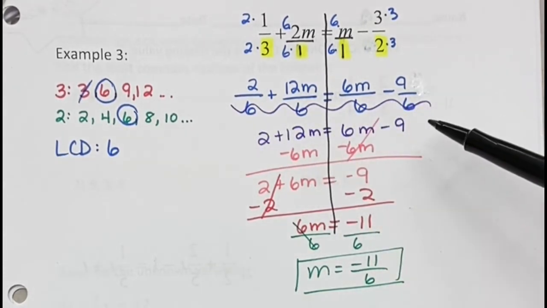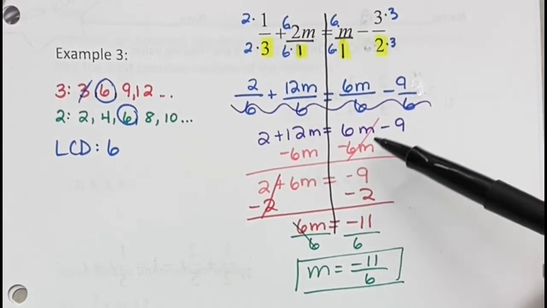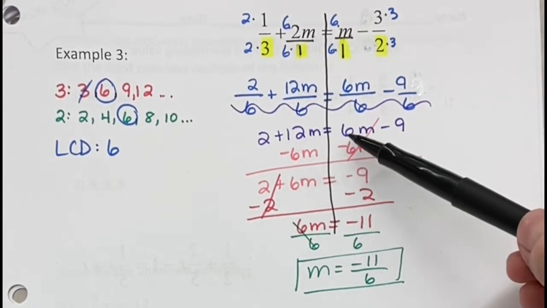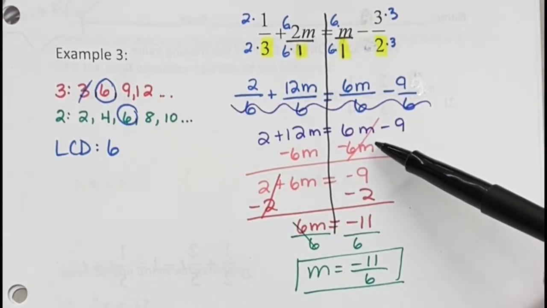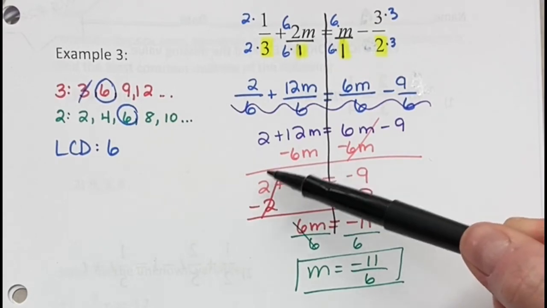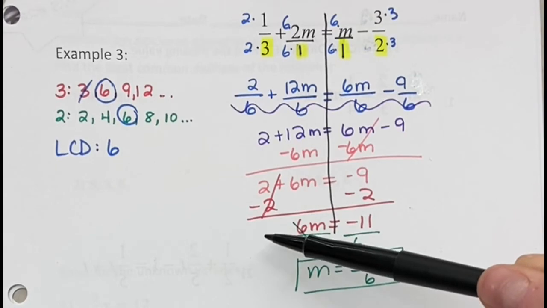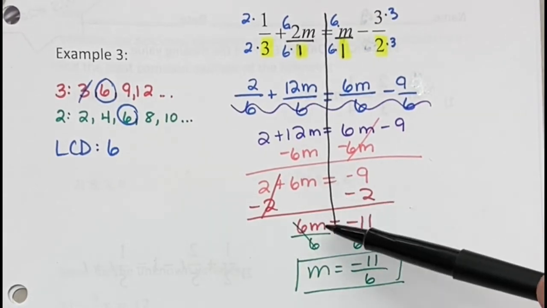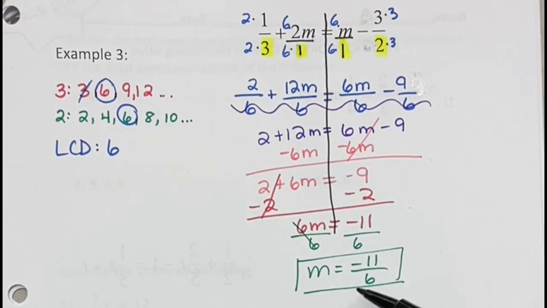All of my denominators are the same, so I can just cross them out, and then I rewrite my equation with my numerators. So I have 2 plus 12m equals 6m minus 9. Then I have variables on both sides, so I need to move them over. So I subtract 6m on both sides, and I get 2 plus 6m equals negative 9. Then I need to subtract 2 on both sides. I end up with 6m equals negative 11. I divide by 6 on both sides, and I end up with m equals negative 11 over 6.